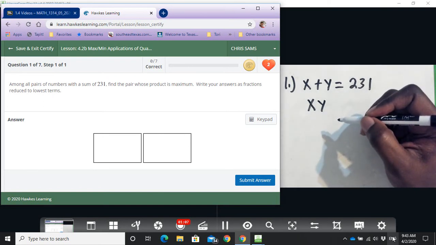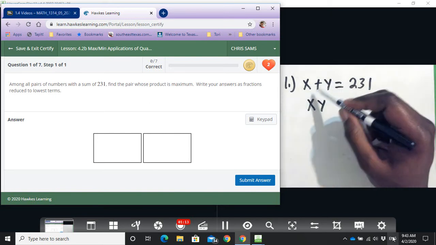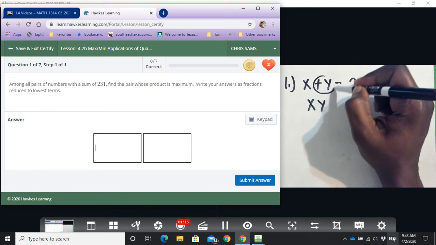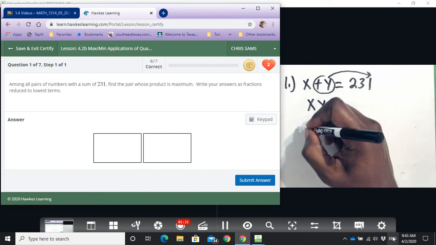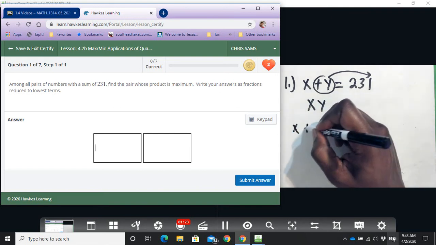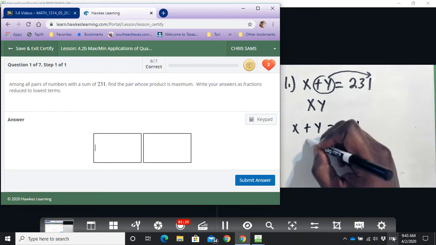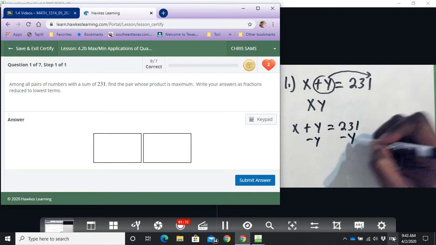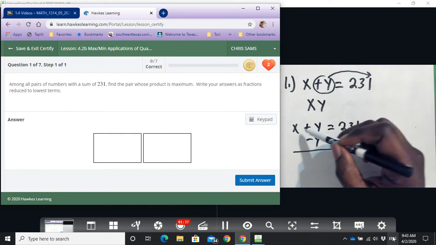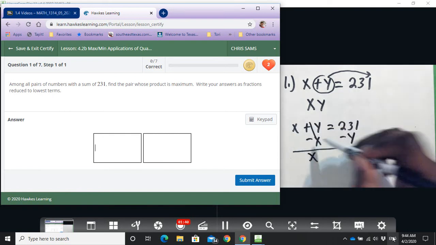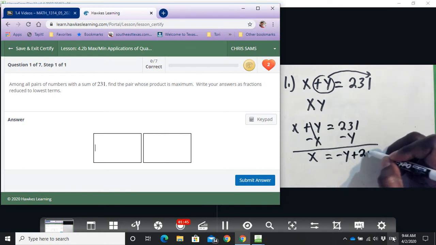So the way that we need to do this, we're going to solve this first equation for x or y. I'm just going to solve for x. So I'm going to take this, subtract y from both sides. So basically it's going to come over here and be negative. So let me just actually do the work. X plus y equals 231. We're going to subtract y from both sides. And then this gives us x, that cancels, equals negative y plus 231.